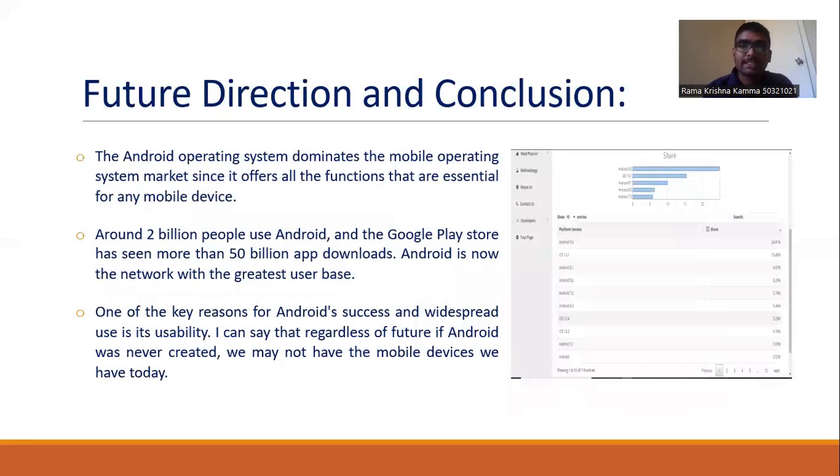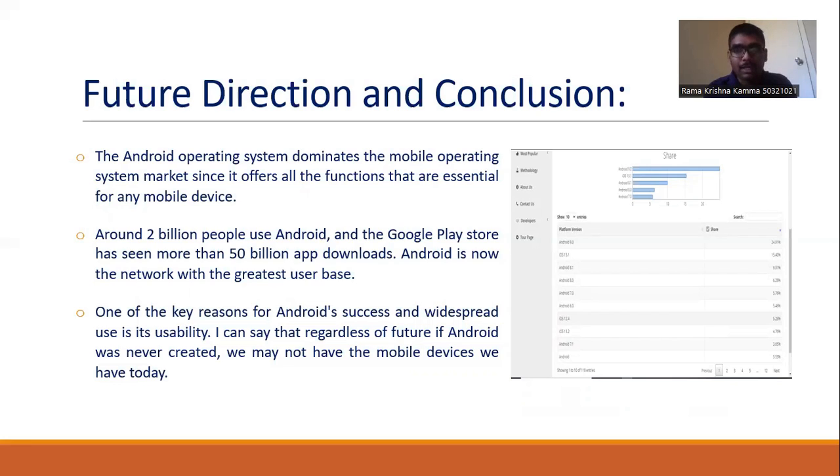Coming to future directions and conclusions, many people have been using the Android operating system from 2008 onwards. Right now, more than 50 billion apps have been downloaded from the Play Store, and more than 2 billion Google Android users are using it. One of the key reasons for Android's success is its widespread usability. Regardless of the future, if Android had never been created, we may not have the mobile we have today.